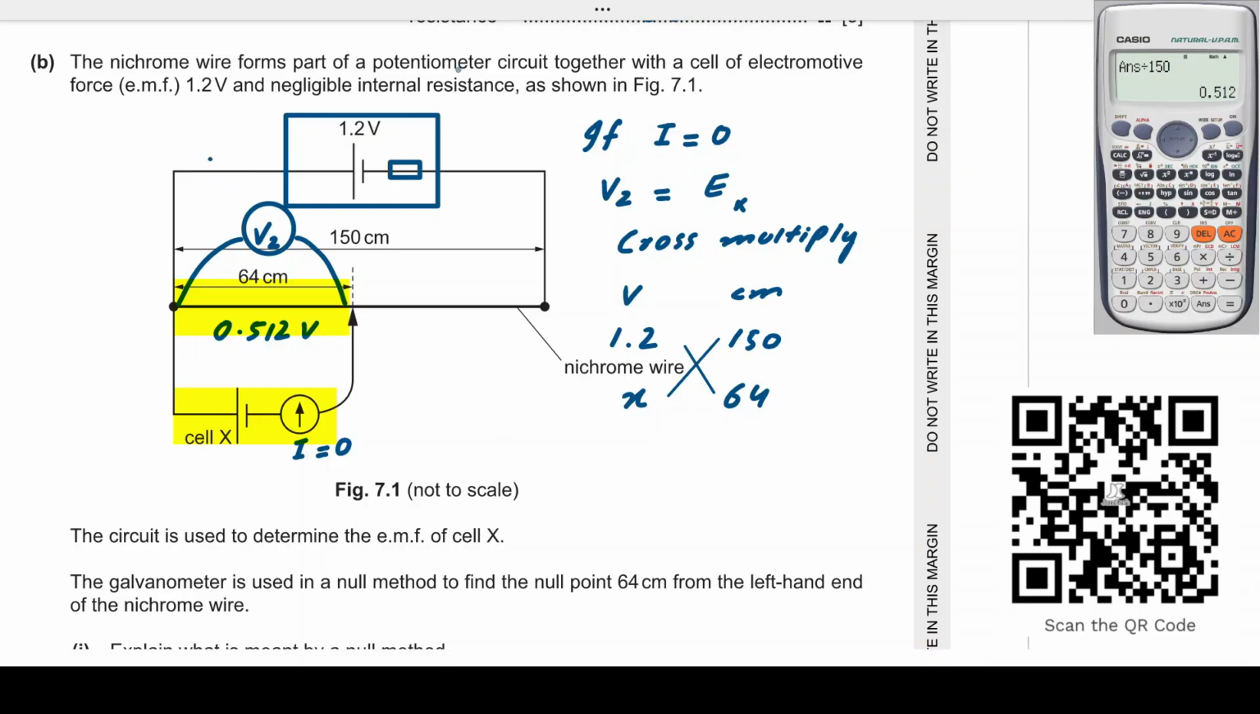So what is the situation? If there is internal resistance, so out of that 1.2 volts, the 150 centimeter, the full length of the nichrome wire will not be getting 1.2 volts, because part of the voltage would be dropped inside the internal resistance. So suppose 0.2 volts are dropped inside. So how many volts would be there in total? 1.0 volts. So now the length 150 is getting 1 volt.